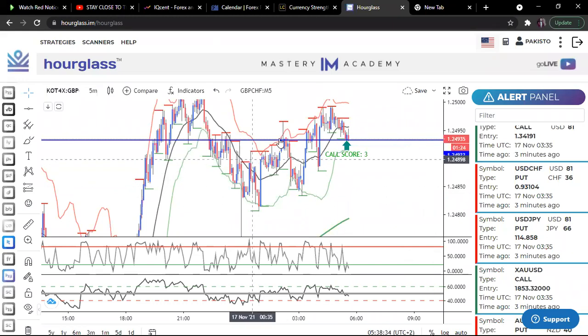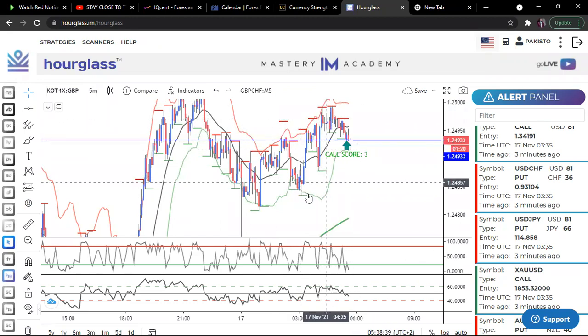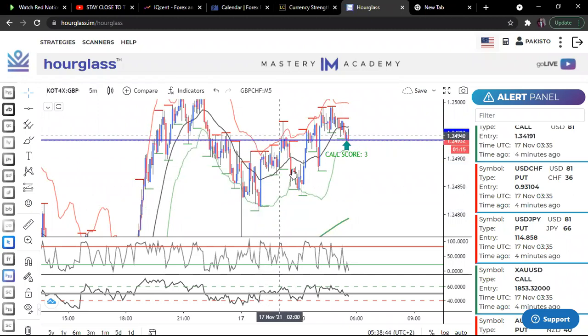Because if you guys can actually see, every time price cuts through the Bollinger Bands, it reverses. Cut through, pushed up. Touch the Bollinger Bands, pushed down. Touch the Bollinger Bands, pushed up. Touch the Bollinger Bands, pushed down. See, the market always wants to play within the Bollinger Bands.